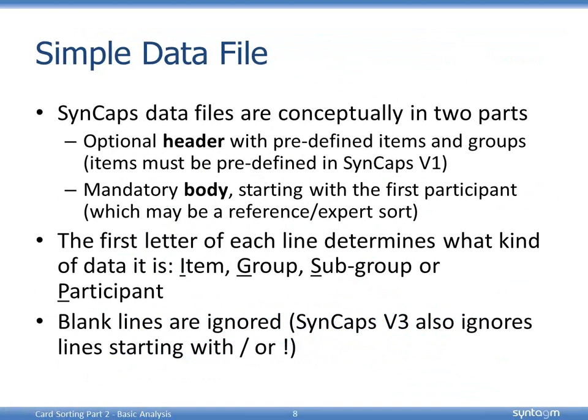The data files, this simple data file I mentioned, are conceptually in 2 parts. There's a header which lists all the predefined items. So if you've got predefined groups, that's to say if you're doing a hybrid or a closed sort and you've got a list of group names, they go in the header. And if you have predefined items, and in SynCaps version 1 you have to have predefined items, then those go in the header too. And the header, by the way, is just everything that occurs before the first participant. So there's nothing terribly magical about the header. It's what happens before the first participant.